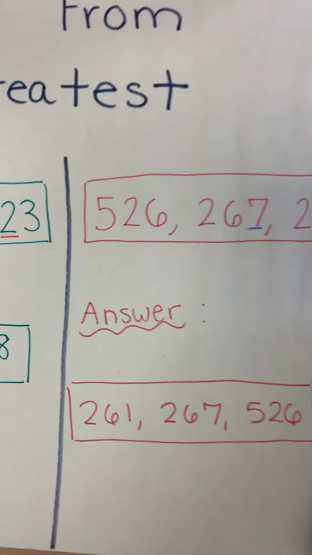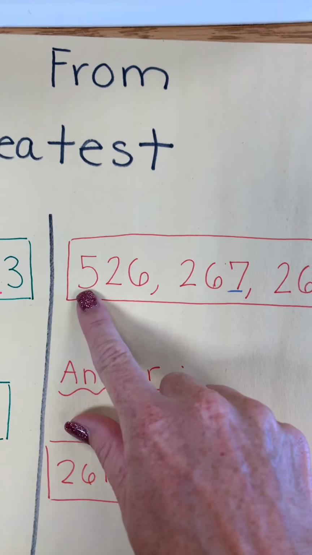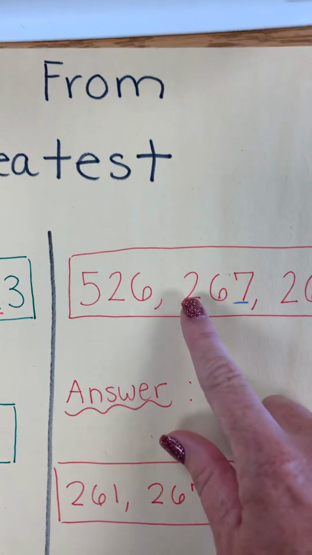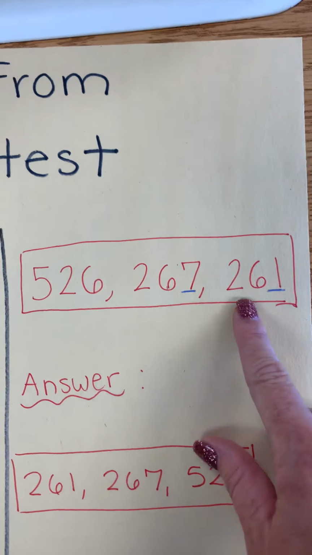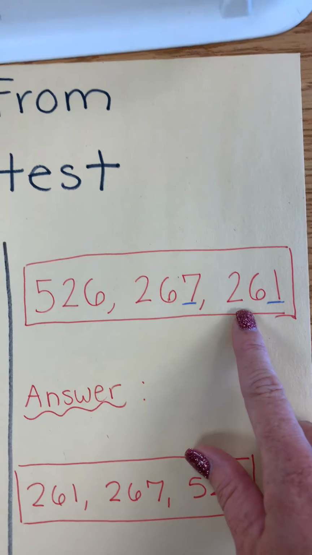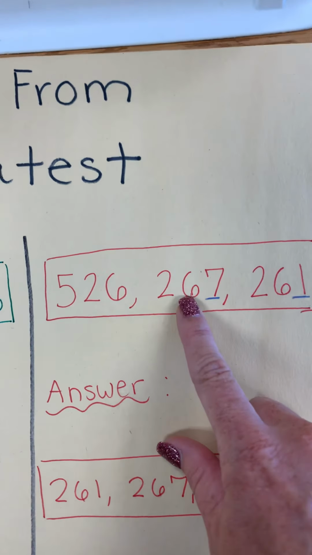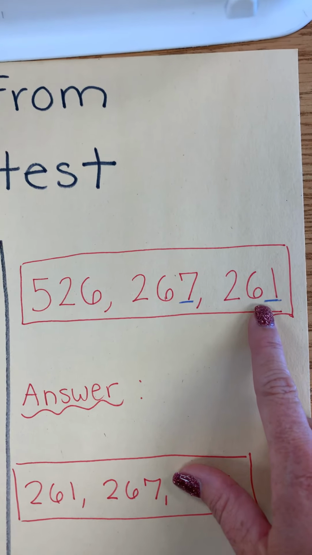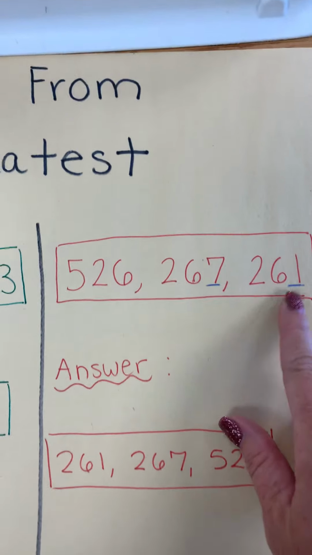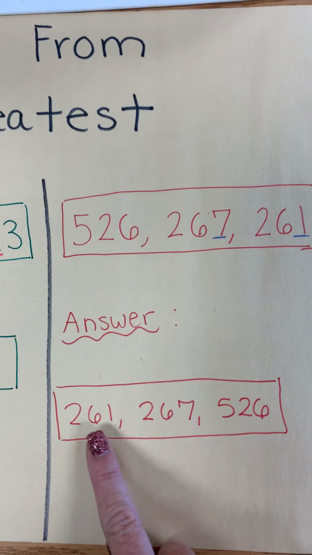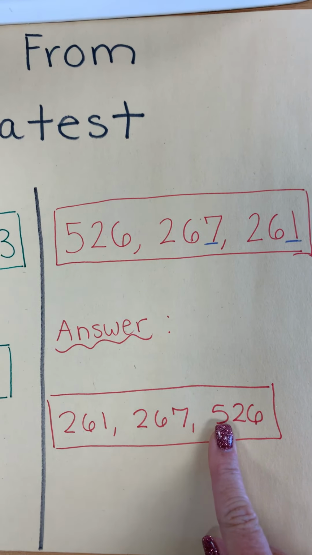My last example, I have these 3 numbers. Now, one of them is in the 500s, 526, but if I look at my next 2, I have 267 and 261. So I would have to go to my 1 spot, since they both are in the 200s and the 60s, to see which one is the least. So I know 1 is a smaller number than 7, so 261 would have to come first, then 267, and then 526.